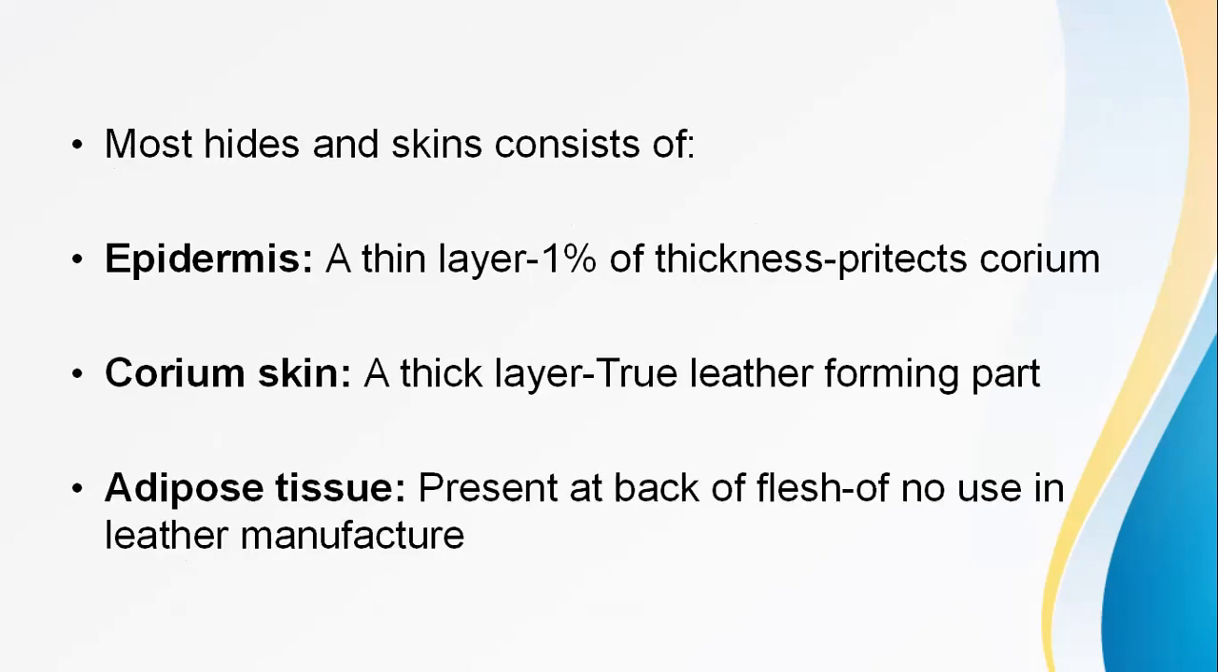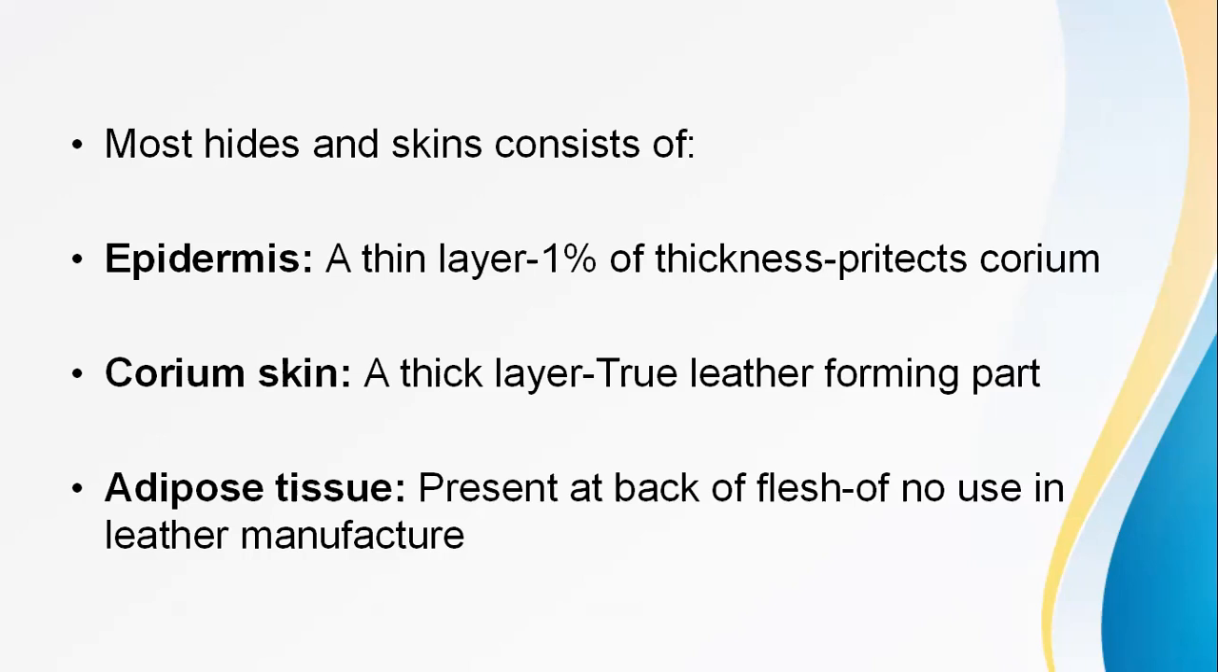Most hides and skin consist of three layers: epidermis, corium, and adipose tissue. The epidermis is a thin layer, 1% of the thickness, and it protects the corium. What is corium? A thick layer, the true leather forming part. It is the main part forming the leather. Adipose tissue is mainly the fat tissue present at the back of the flesh, of no use in leather manufacture. So it is removed in the manufacturing process.